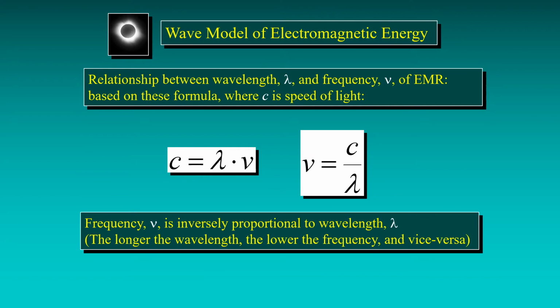We can discuss the relationship between wavelength and frequency of electromagnetic radiation in terms of this formula, where c is the speed of light. The speed of light equals wavelength times the frequency. We can rearrange this and solve for wavelength or frequency. In this case, frequency equals the speed of light over lambda, which is our wavelength. In general, frequency is inversely proportional to the wavelength. So again, this illustrates what we saw in the previous slide. The longer the wavelength, the lower the frequency, and vice versa.